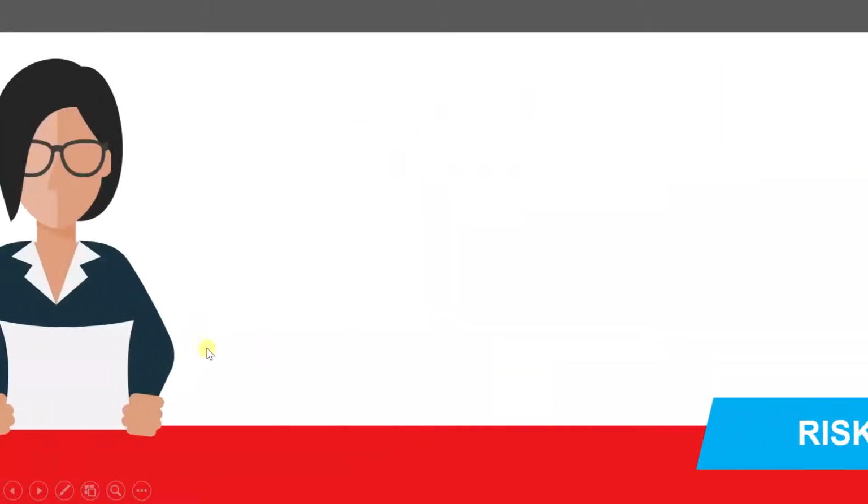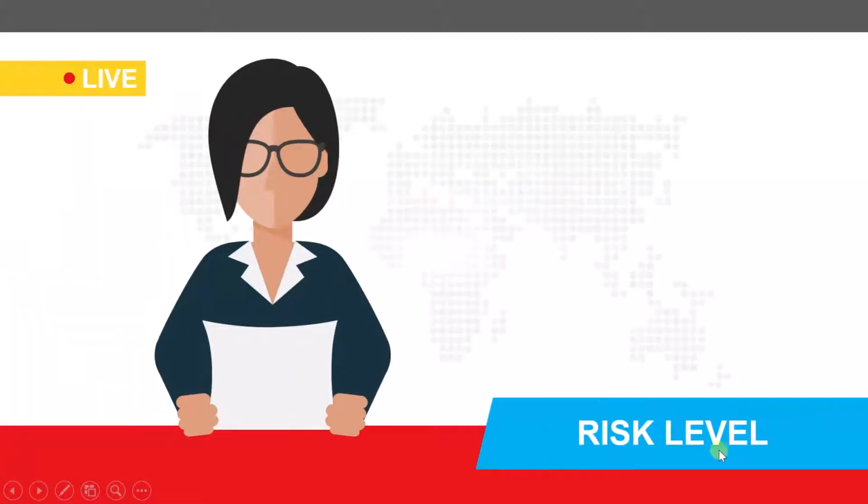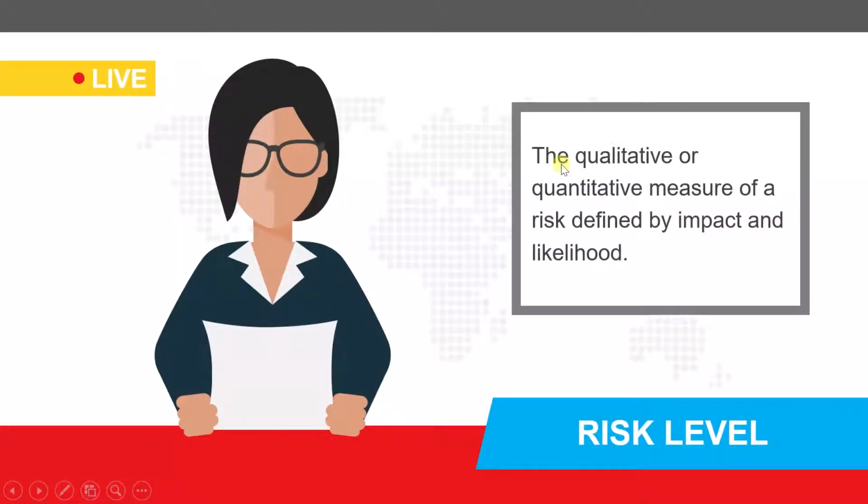Now moving towards the next topic, that is risk level. Risk level is defined as the qualitative or quantitative measure of a risk defined by impact and likelihood. So the quantity of that risk depends upon the impact and the likelihood: how easily it will happen, and when it happens, what the impact will be. Both things will decide the risk level.